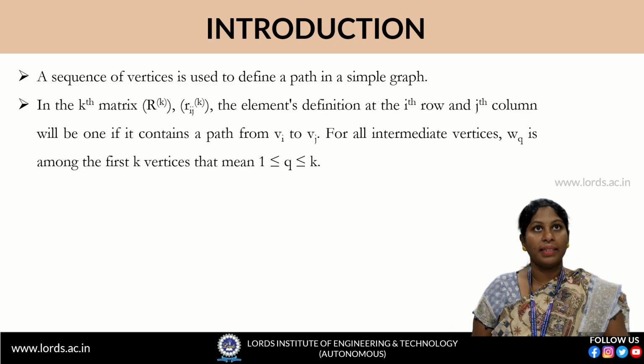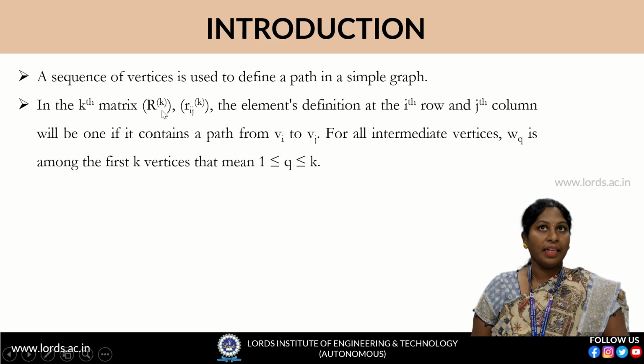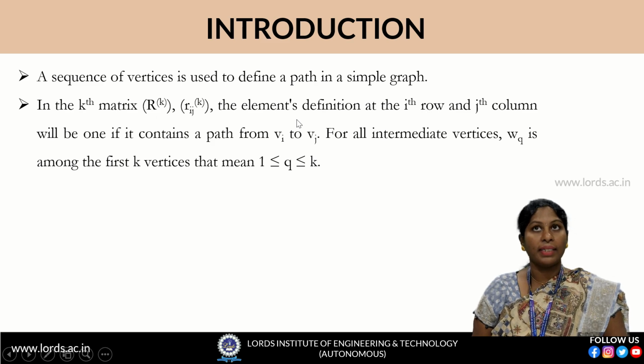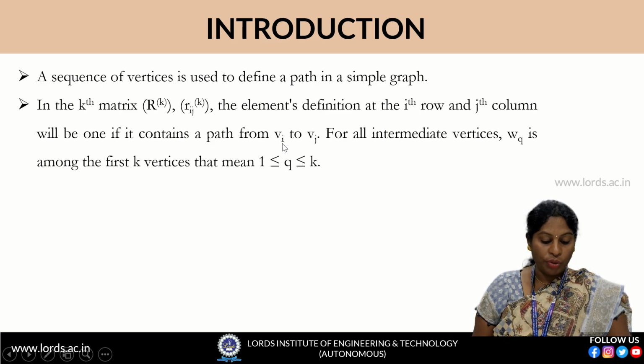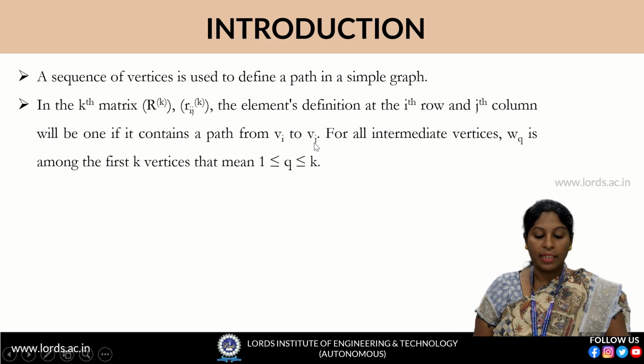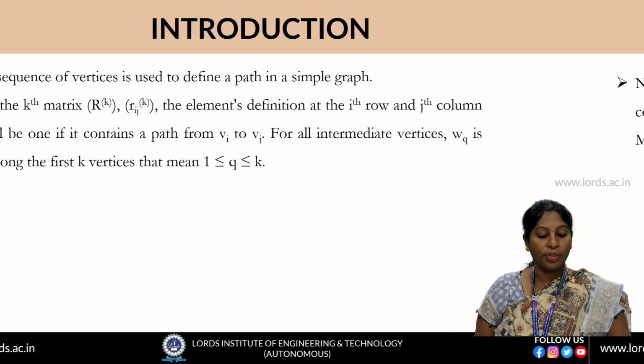Let us see what the kth matrix is. In the kth matrix Rk, R_ij^k is a relation of a matrix via k. The element at the ith row and jth column will be 1 if there is a path from Vi to Vj. Vi is the source node, and Vj is the destination node. K is a via node, or else we can call it an intermediate node.